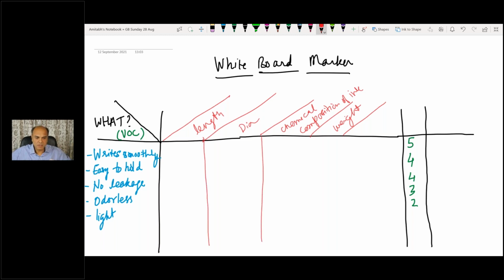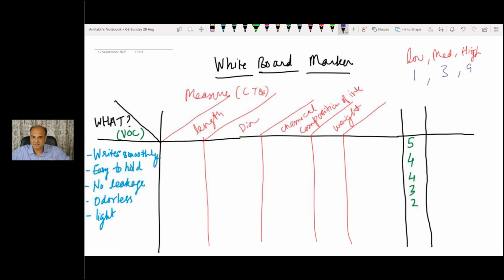Now I will see how well these CTQs, these measures, are able to capture the needs of the customer. I'll classify them as low, medium, and high. To convert that into numbers, I will say 1, 3, and 9. So low means 1, 3 means medium, and 9 means high.